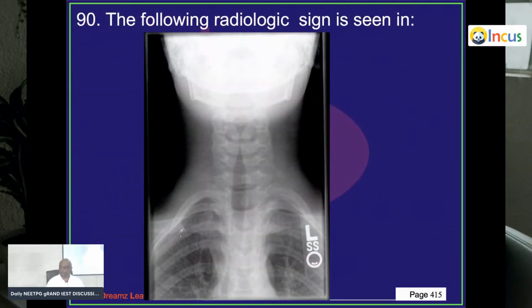Because this is a cheap question. What is the answer? Hey, if you answer this wrong... one is the thumb sign, what is this, the steeple sign. Where is the steeple sign seen? Laryngo, tracheo, bronchitis.